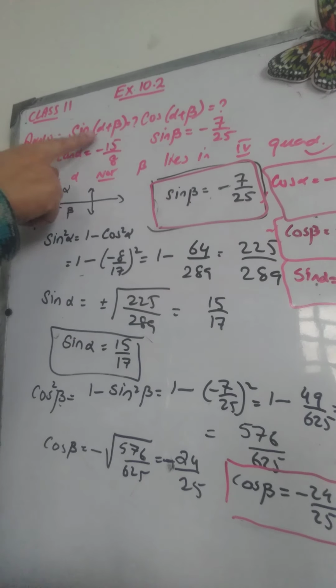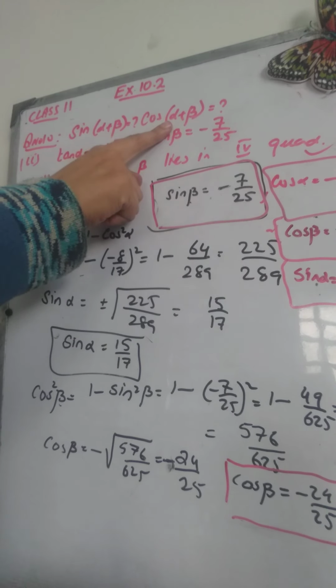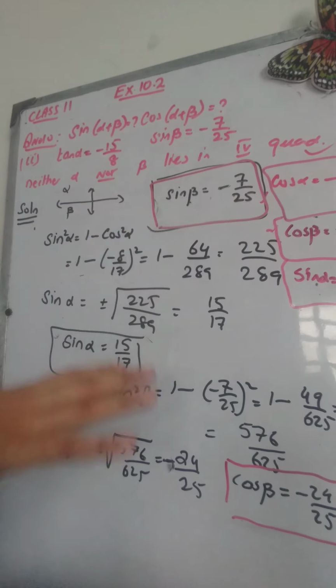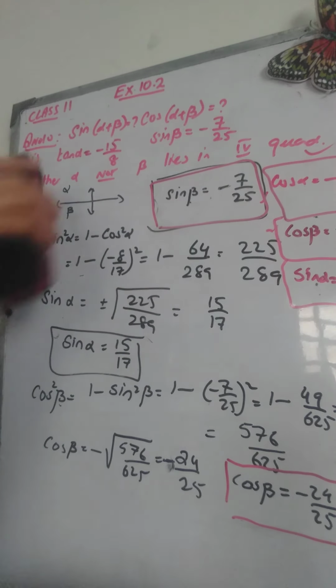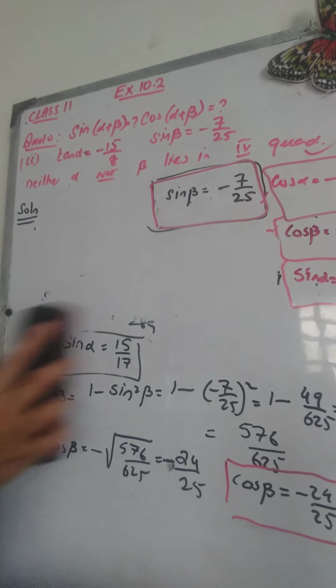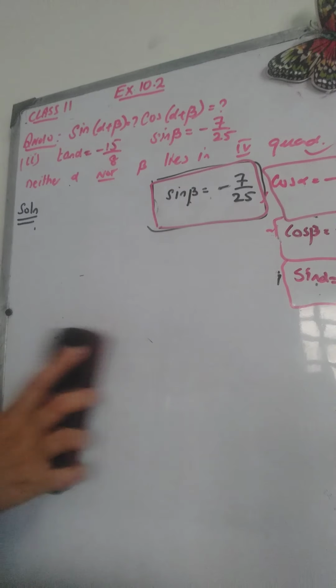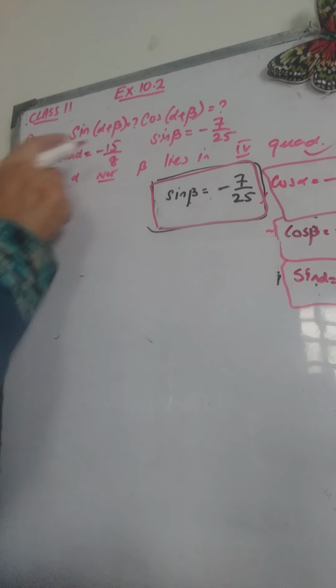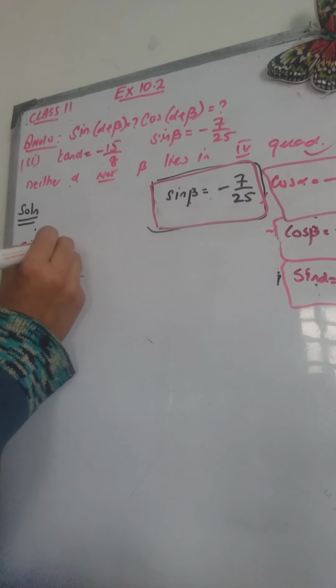Now we can easily find the value of sin alpha plus beta and cos alpha plus beta, because these identities involve these four quantities. As we know them all, we can now easily find the values. This is the last step of this question. Okay, we are going to find sin alpha plus beta.